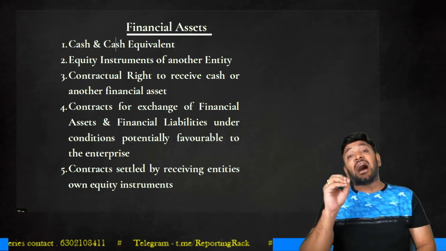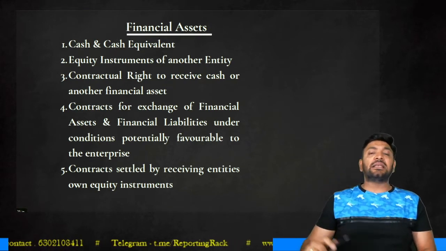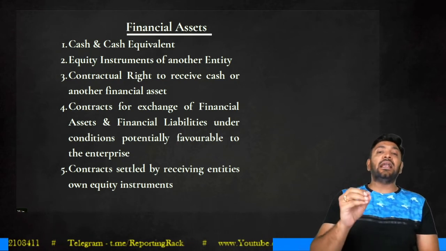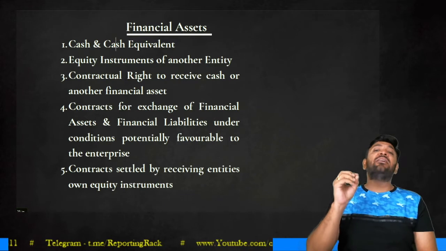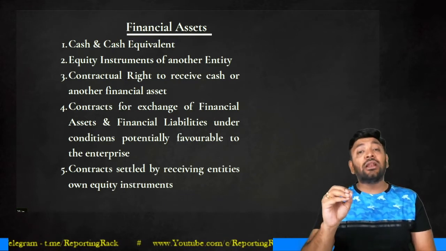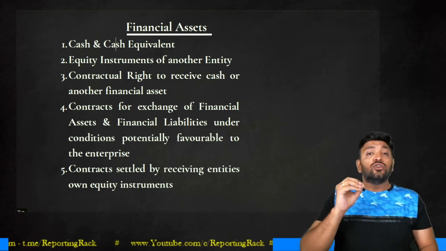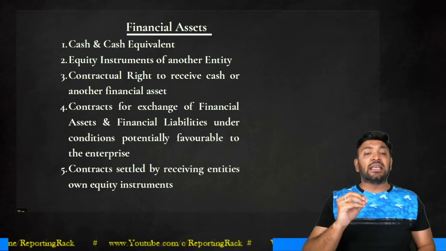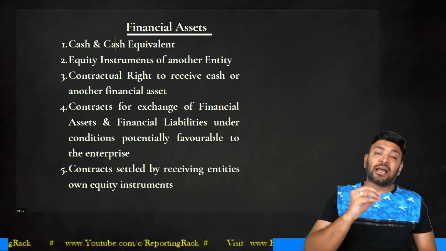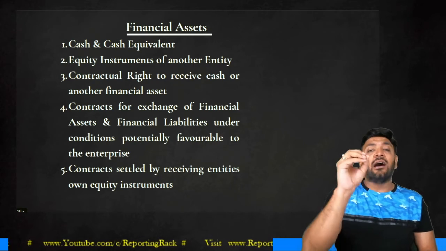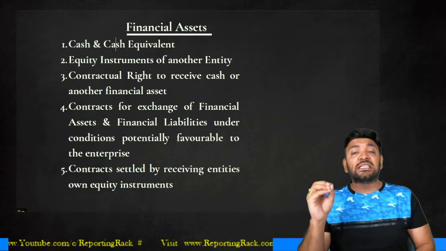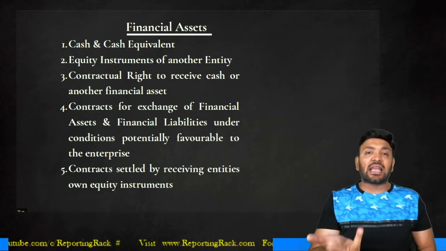Contractual right to receive another financial instrument. Let's say I have an amount receivable from a particular party. He said, instead of delivering cash, I will give you shares of a particular company. Shares of a particular company are also financial assets. So an arrangement to receive an equity instrument of another enterprise can also be considered a financial asset. This falls under the definition of a contractual right to receive another financial asset which is not cash.